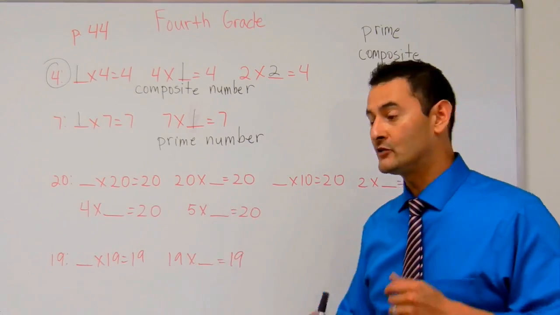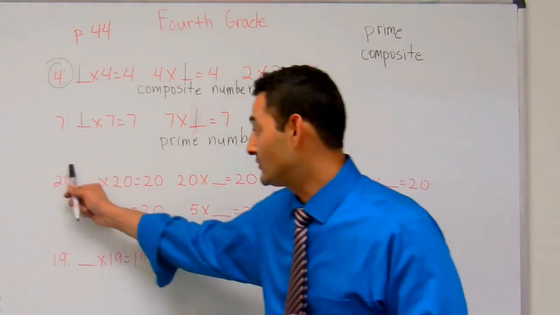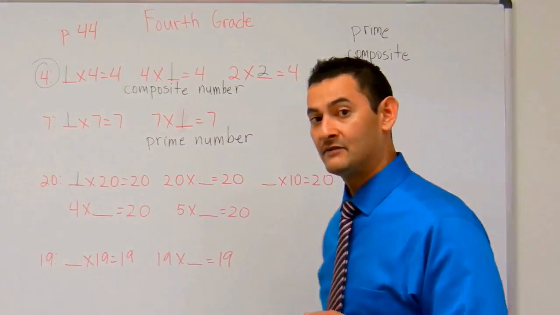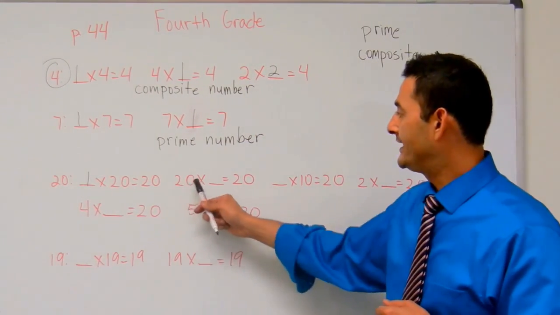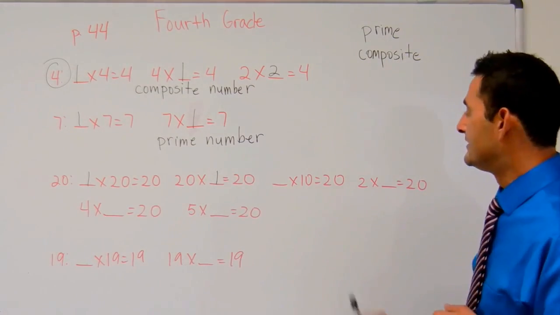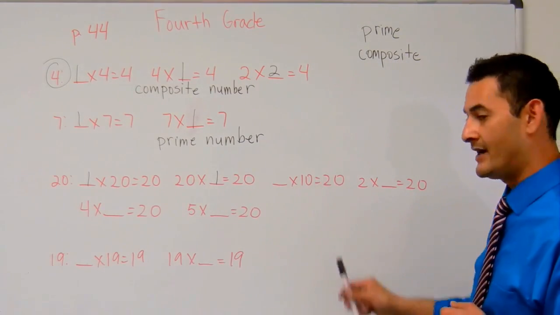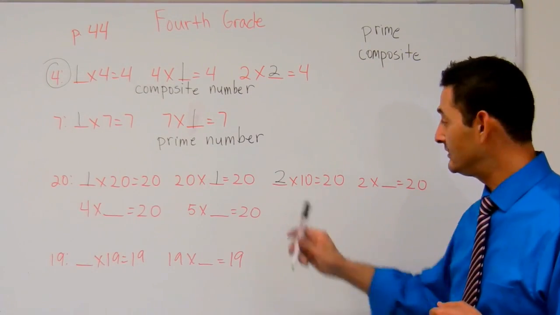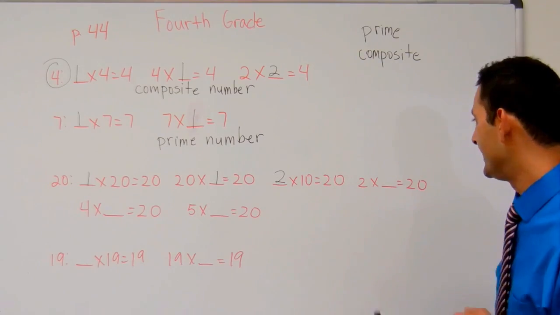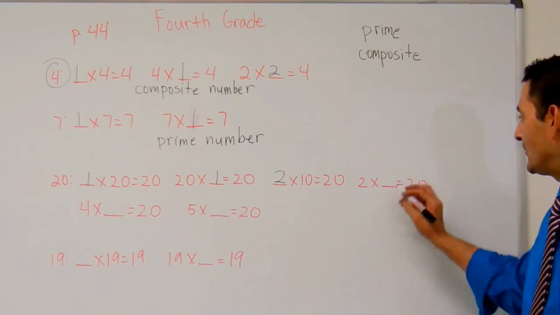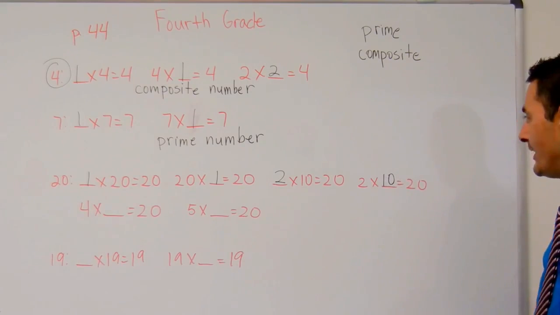Now let's take a look at 20. So something times 20 equals 20. 1 times 20 equals 20. 20 times something equals 20. 20 times 1 equals 20. Something times 10 equals 20. What's that? That's right, you're outstanding with multiplication. 2 times 10 equals 20. Well, flip the numbers around. 10 times 2 equals 20.